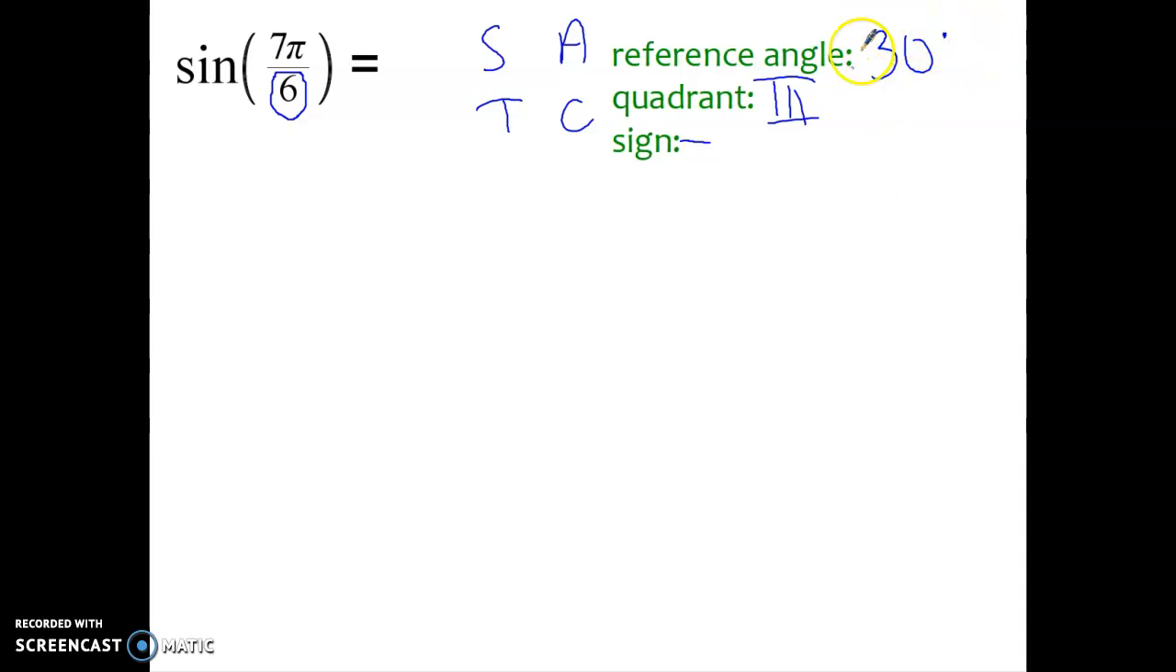Okay, go back and look at that 30-degree triangle. Think about the ratio for sine. Sine is opposite over hypotenuse. The opposite side of 30 degrees is 1. The hypotenuse of 30 degrees is 2. And then I want to make my final answer negative because I'm in the third quadrant. So the sine of 7 pi over 6 is negative 1/2. When we take the quiz, the test, you're going to need to be able to do this without your calculator. Okay, let's do another one.